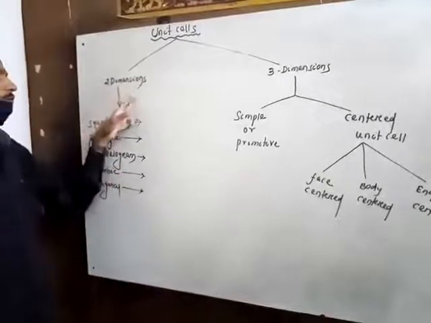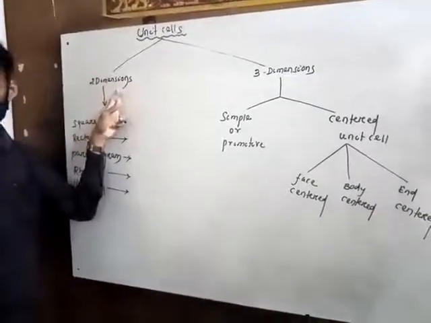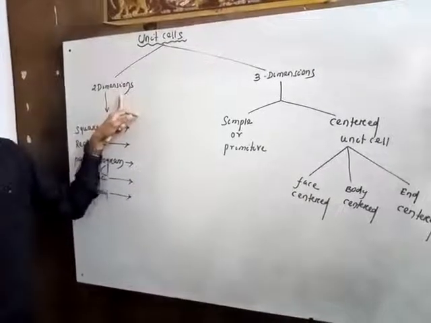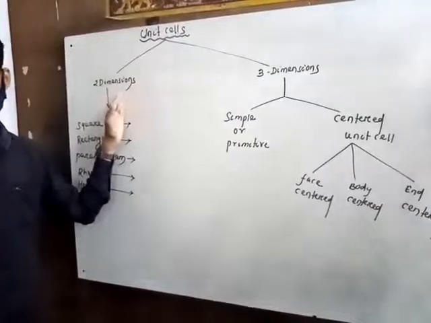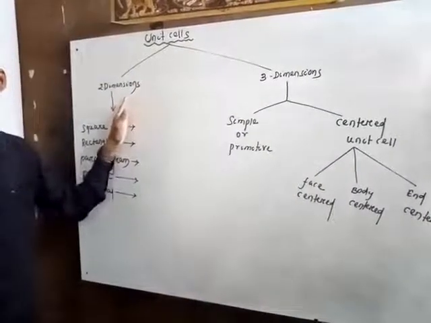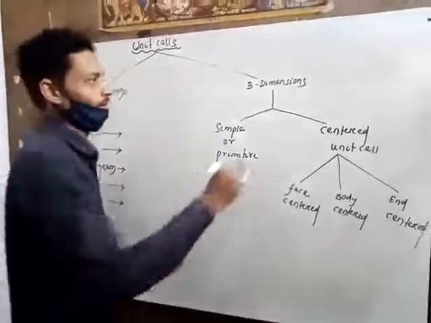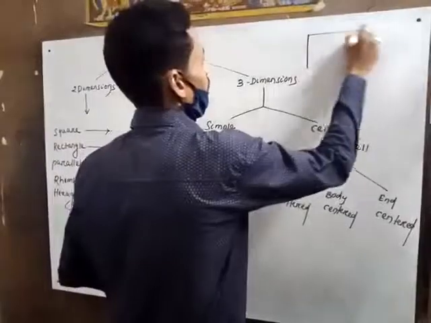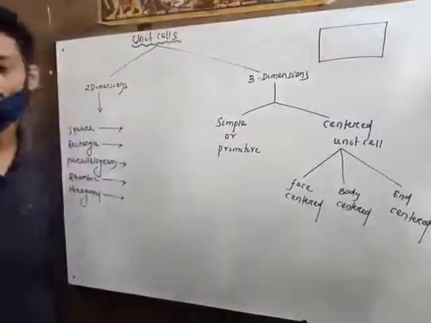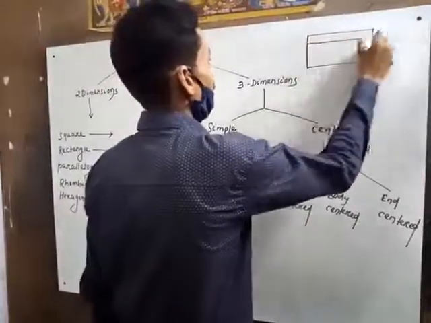Now coming to the two-dimensional unit cell. What is a two-dimensional unit cell? It is the two-dimensional structure which completely defines the crystal lattice or space lattice. Like our wall. This is our wall surrounding us. It is made by a number of bricks.